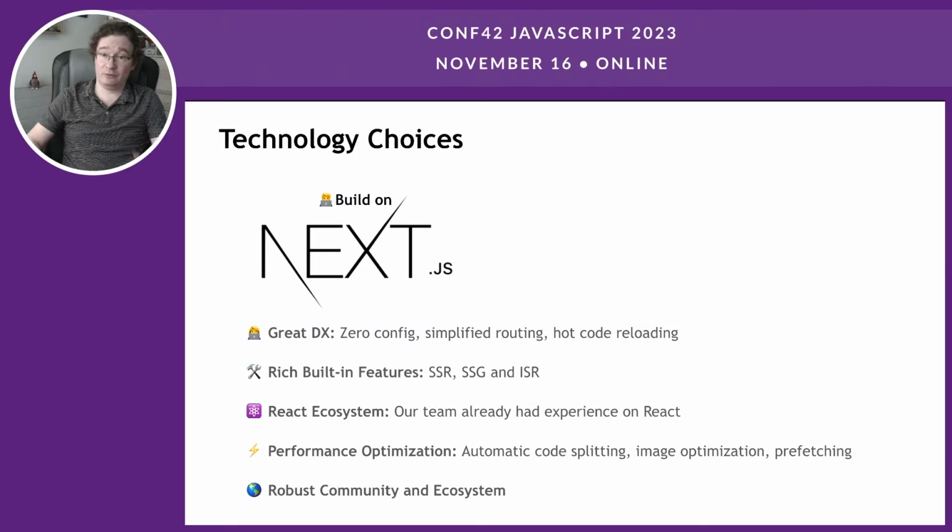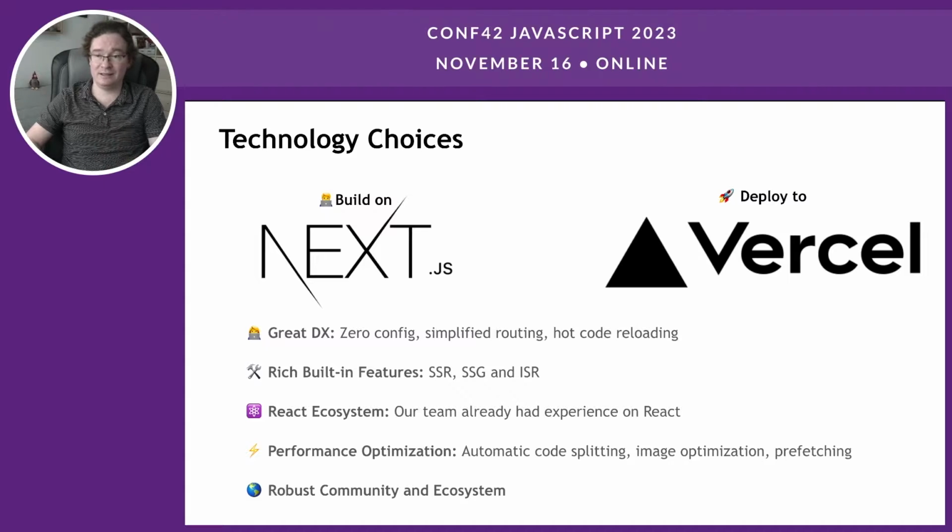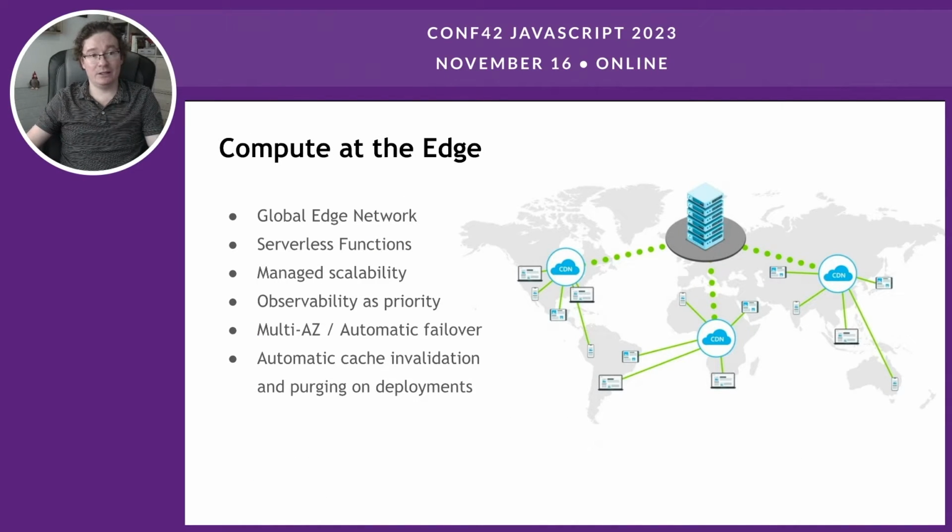Okay, so we chose Next.js to build it, and to run and deploy it, we decided to use Vercel. The first reason is that Vercel is the company behind Next.js, so we can expect this marriage to take the most advantage of both solutions. But not only that, we also wanted to take advantage of compute at the edge. The global edge network will allow us to deploy to multiple locations, and this comes with multi-availability zones and automatic failover out of the box.